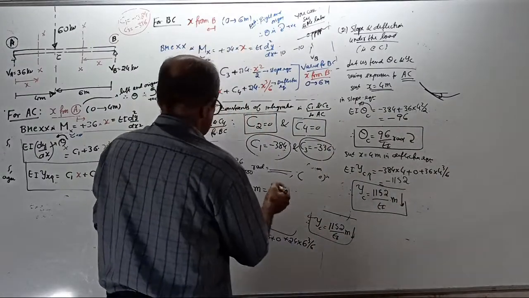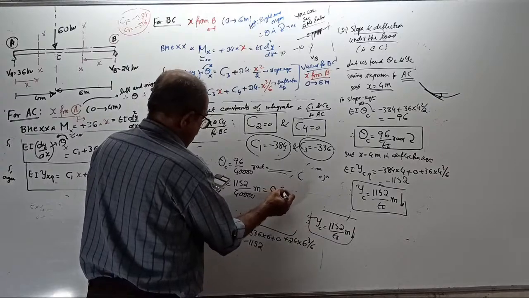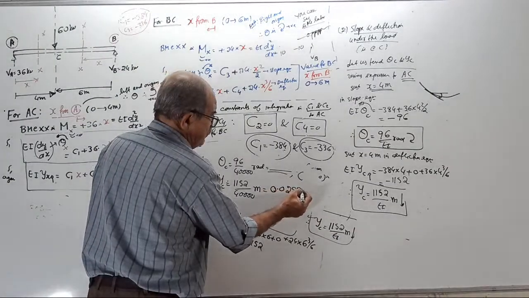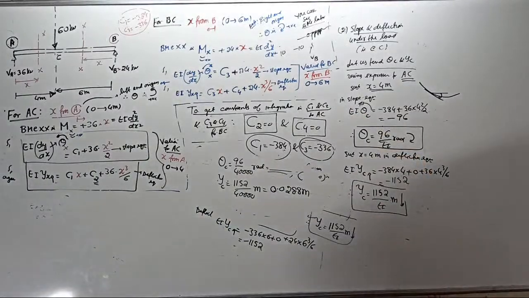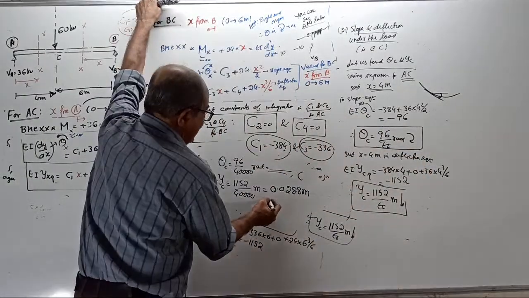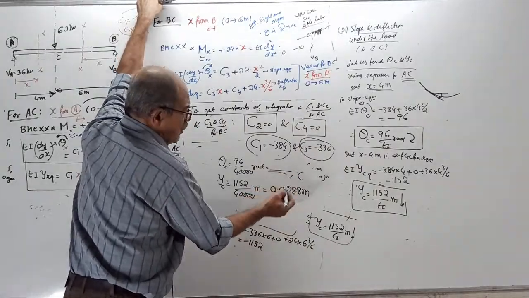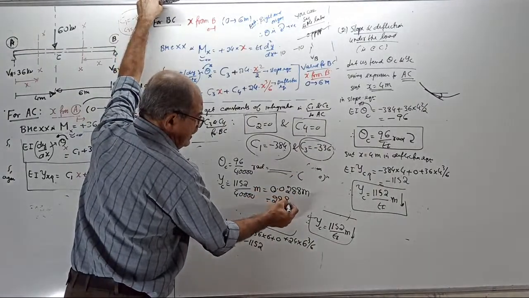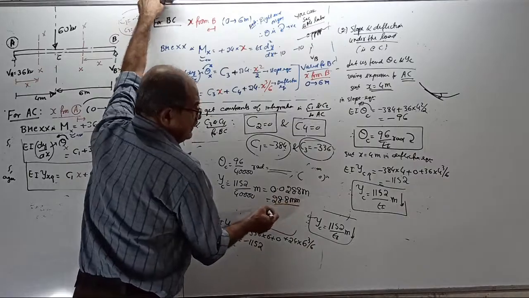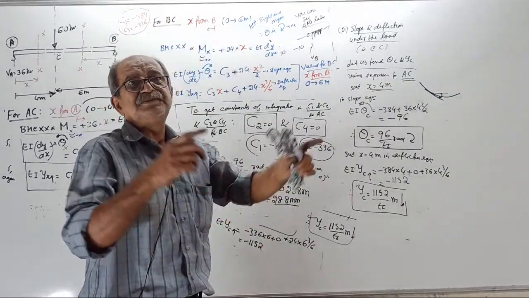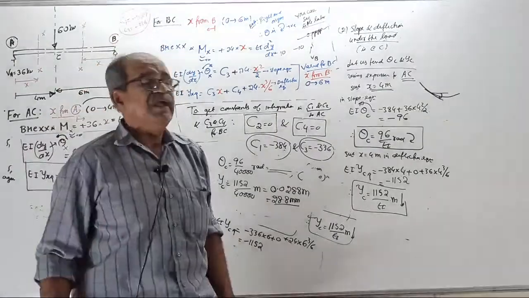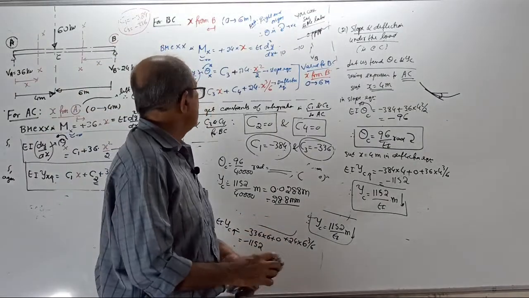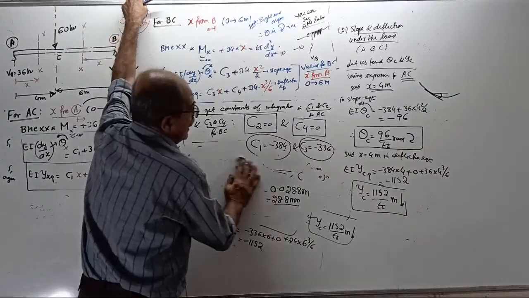How much? 0.0288 meter, correct? 0.0288 meter is the answer. But multiply by 1000, 28.8 millimeter. That is around how much? For a 10 meter span, around this much deflection is reasonably okay. 28.8 millimeter. Okay, now this is also over.